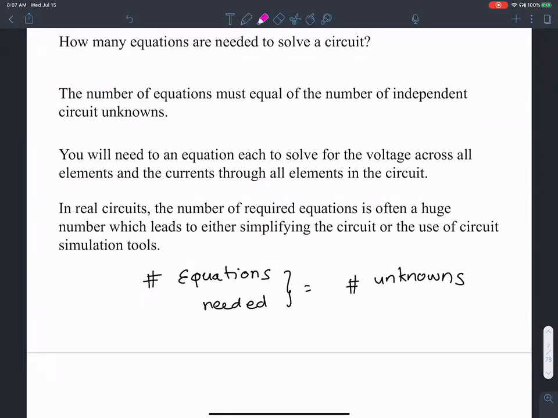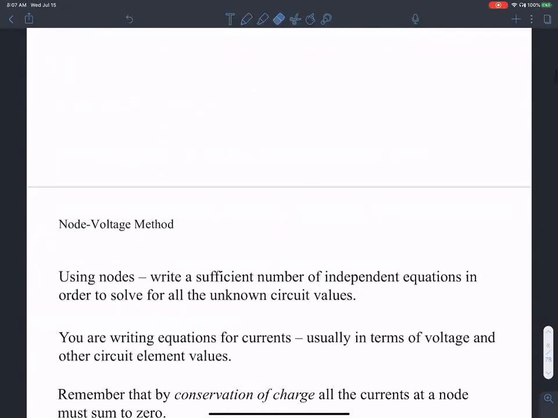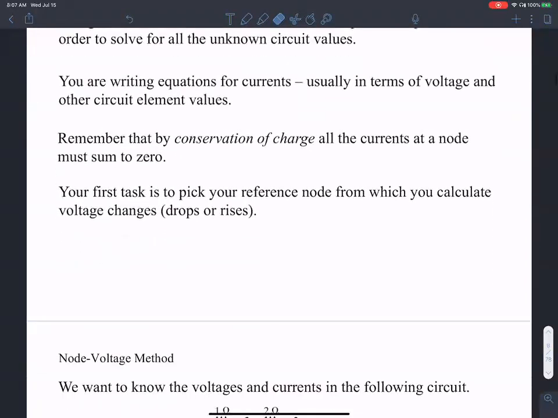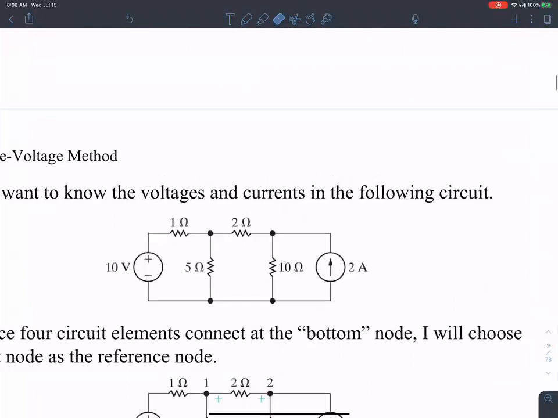Okay. So typically what happens is the number of required equations is so large that we use some simulation tools rather than solving it on pen and paper. Okay. So let's say node voltage method. I don't want to go through the theory. I would rather spend some time working on a problem like this. That way, I can illustrate all the points that I want to illustrate using an example. It's easier to follow.